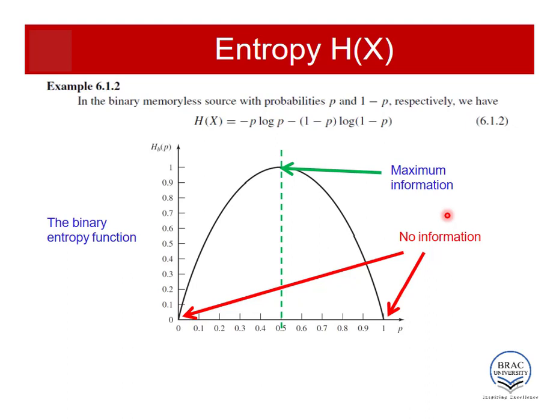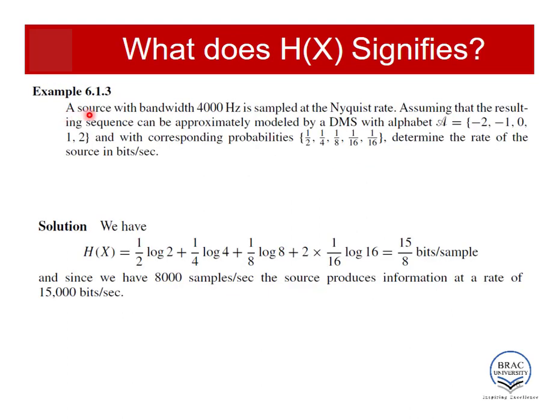Now let's get to the example. A source with bandwidth 4000 Hz is sampled at the Nyquist rate. What is the Nyquist rate? To be very straightforward and brief, the Nyquist rate is double the bandwidth of the signal. So if my signal is 4000 Hz, my Nyquist rate will be 8000.